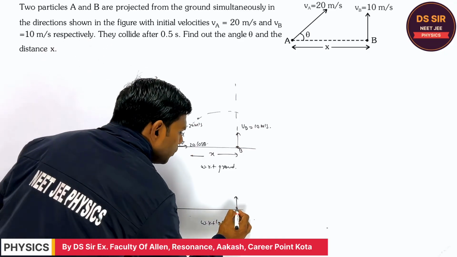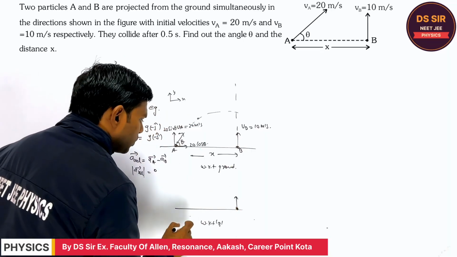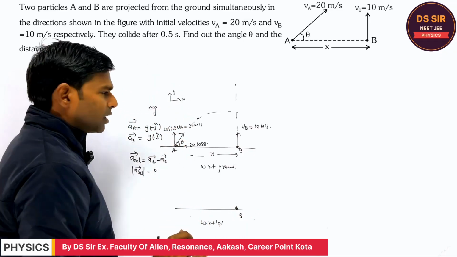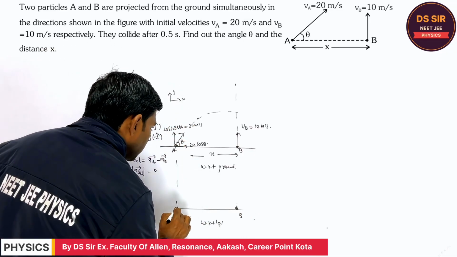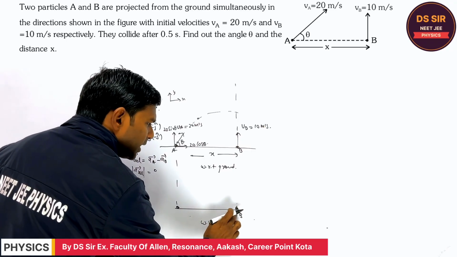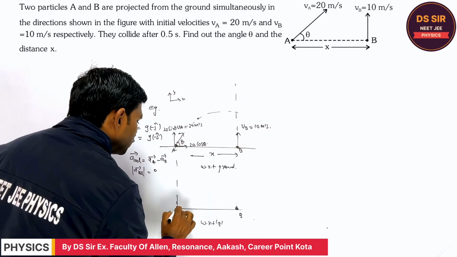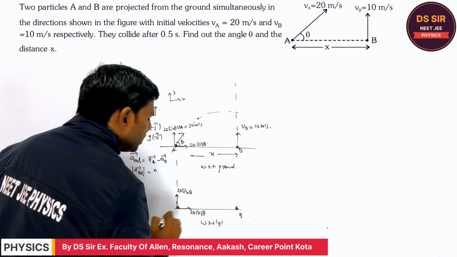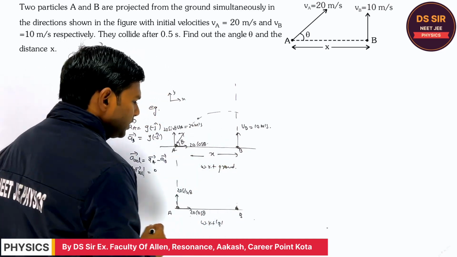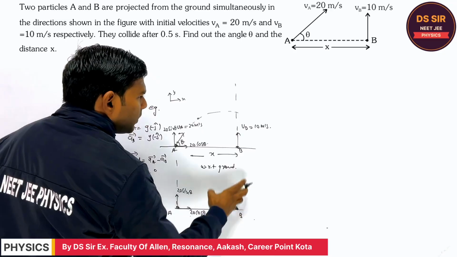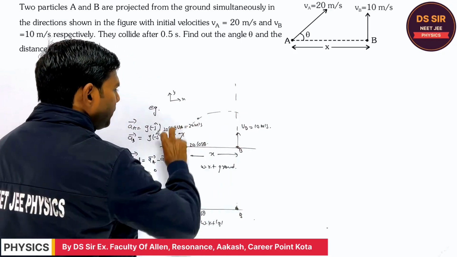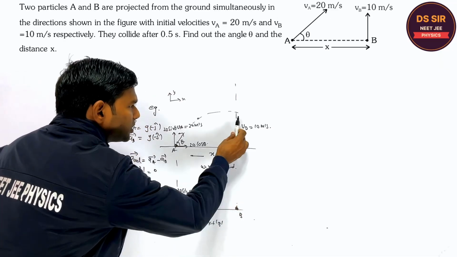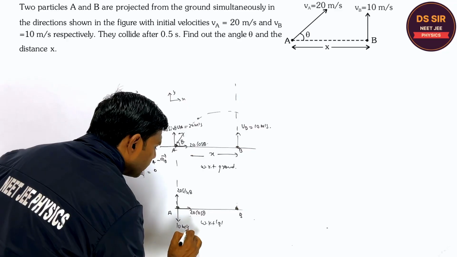So if you consider this with respect to B, B is at rest, right? So if you are at B and looking at A, the initial velocity is what? Say 20 sin theta, and it is 20 cos theta. Is it clear? And listen to one thing: the velocity of B is 10 meters per second. With respect to B, what will happen? This velocity is transferred in the opposite direction to A, 10 meters per second. Is it clear or not?